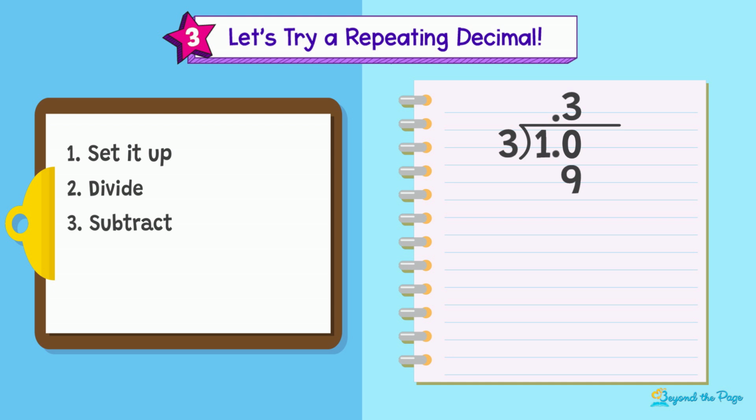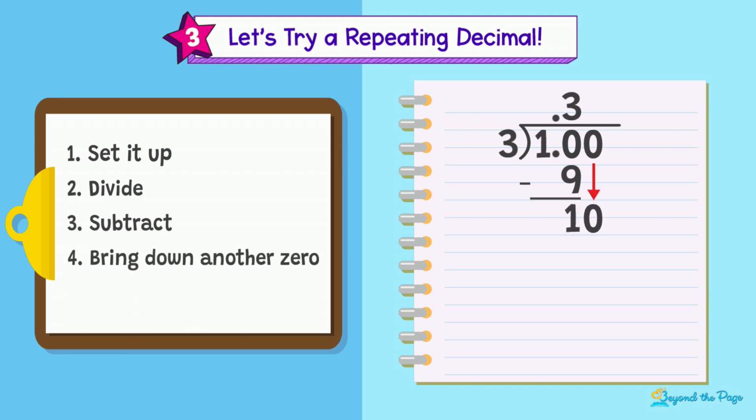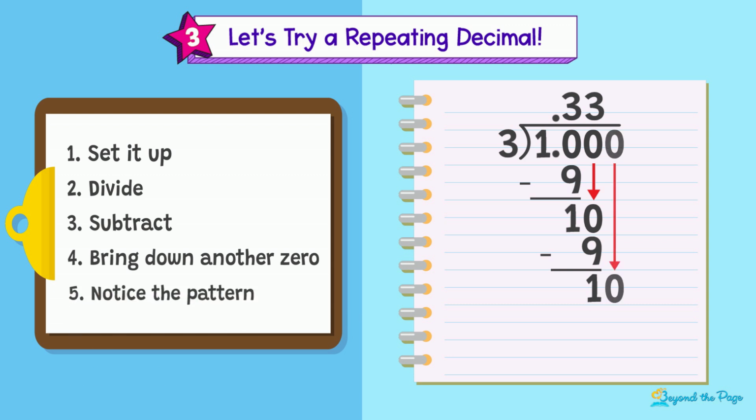Now subtract. 10 minus 9 equals 1. Next, bring down another 0. Now divide. 10 divided by 3 equals 3 again. Notice the pattern. No matter how many zeros you add, you keep getting 3. This means the decimal repeats.